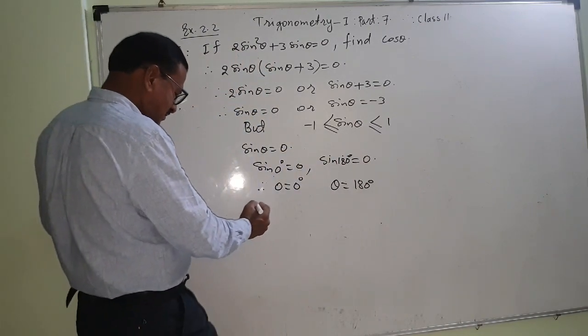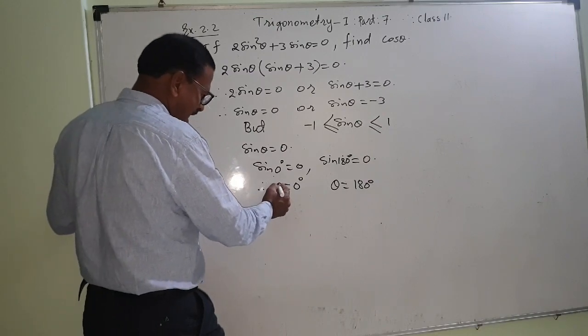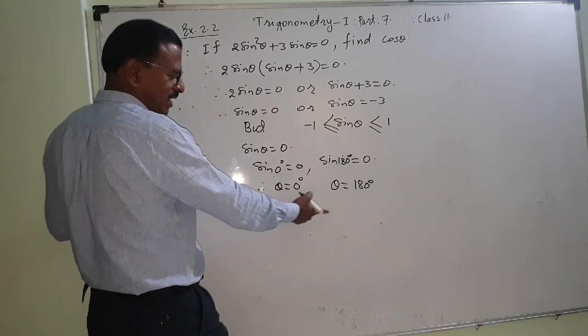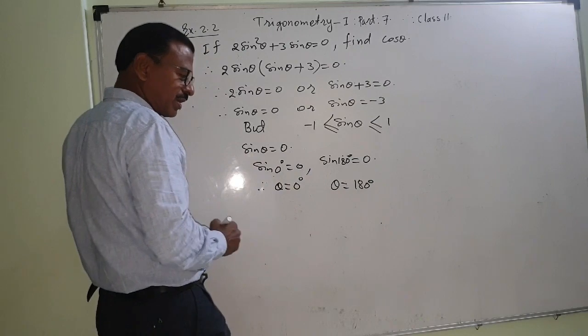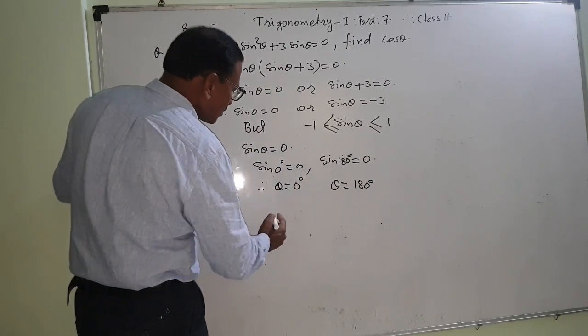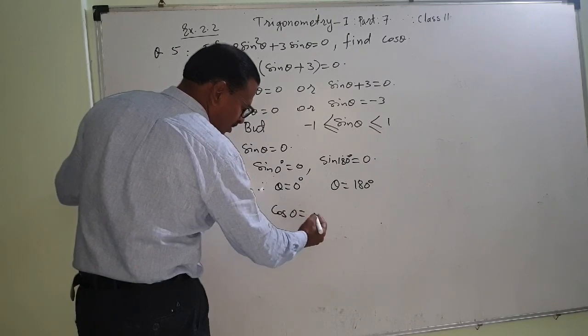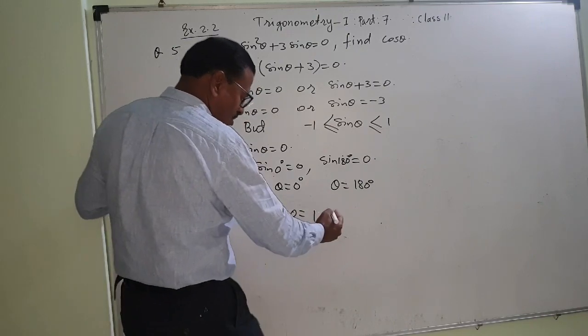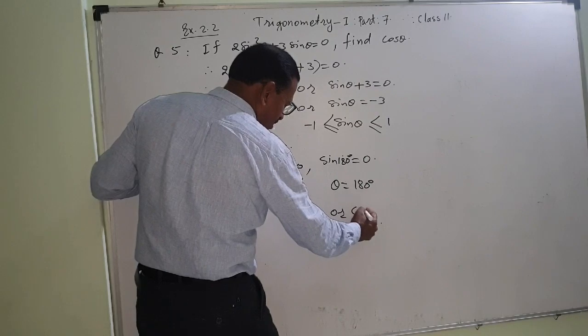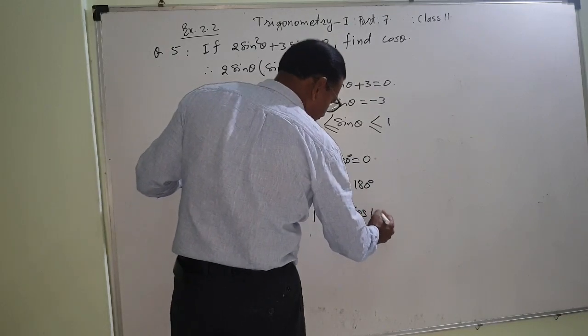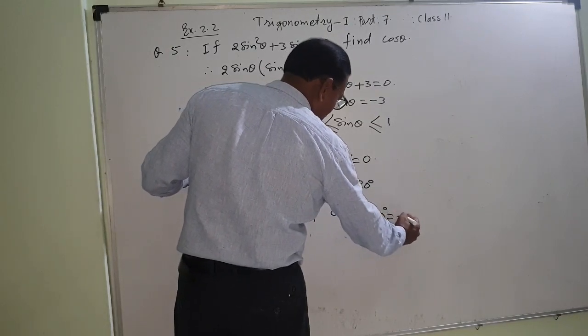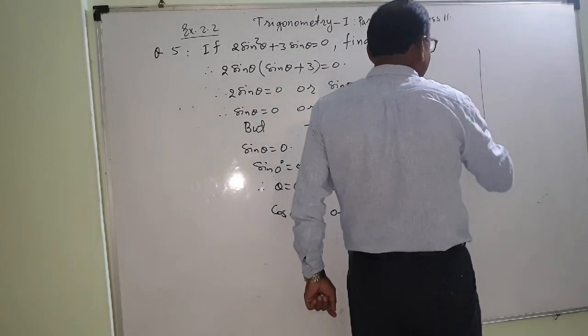Now theta I have got. Theta is equal to 180 degree or theta is equal to 0 degree. Now I want the cos. Cos of 0 is equal to how much? 1. Or cos of 180 degree is equal to minus 1. Once again I will revise it.